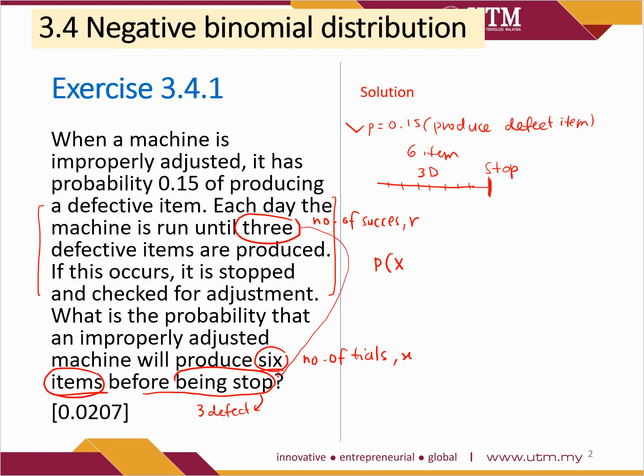So to find the probability that X, the number of trials, equals 6 for R successes, we define X as 6 and R equals 3. So it will be C(6 minus 1, 3 minus 1), p to the power of R, (1 minus p) to the power of 6 minus 3, and you will get your answer, which is 0.0207.